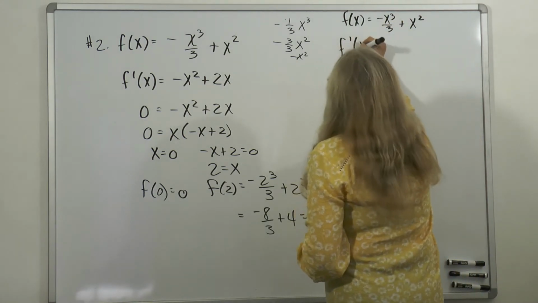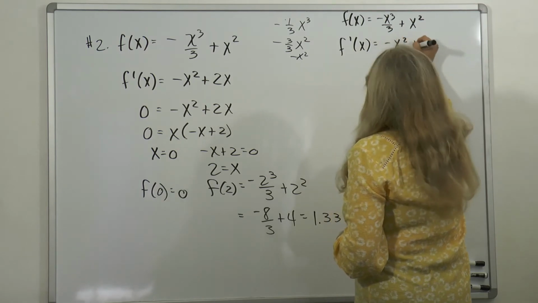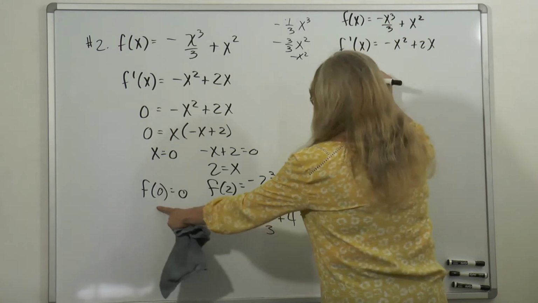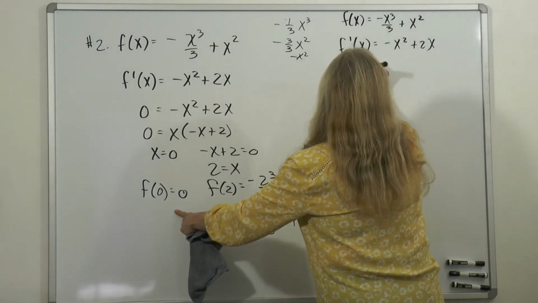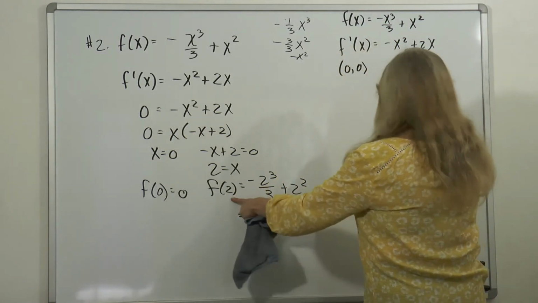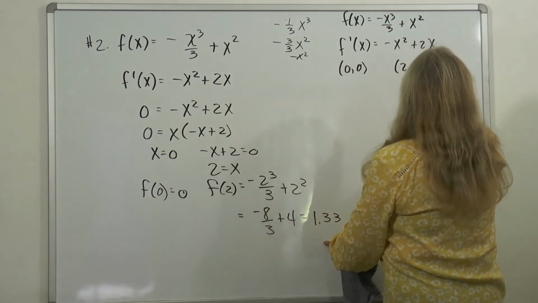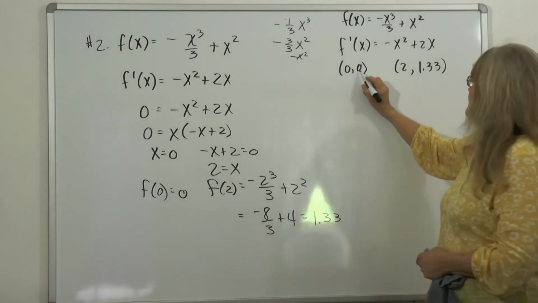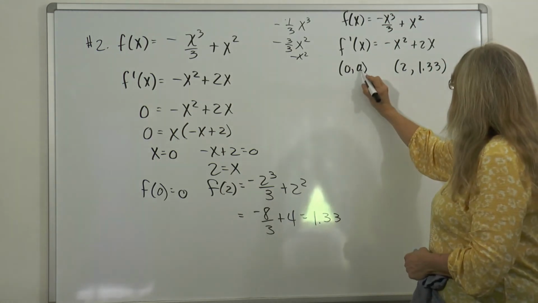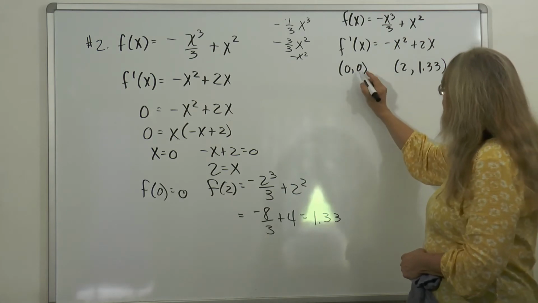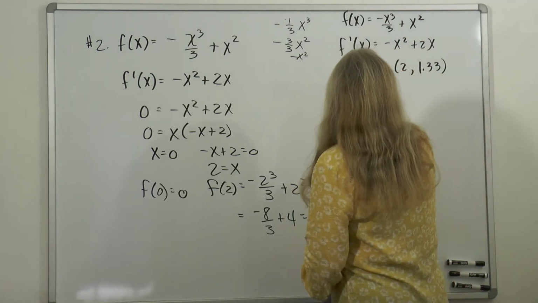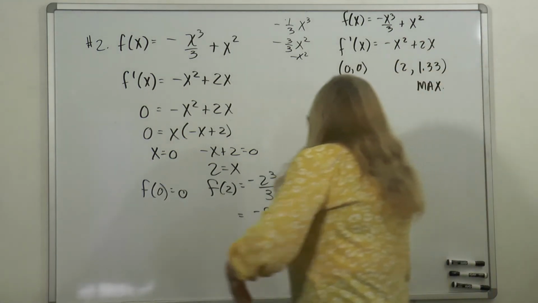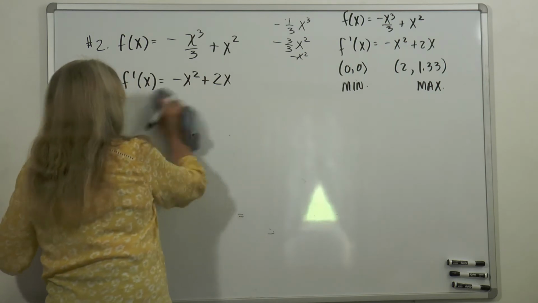And f prime of x is negative x squared plus 2x. I need that so that I can find f double prime. Okay, and we have (0, 0) and we have (2, 1.33). Now remember, to determine max and min, I'm looking at the y values. Of the two numbers, this is the smaller, so this is our minimum this time, and this will be our maximum. Okay, so that's not too bad, right?